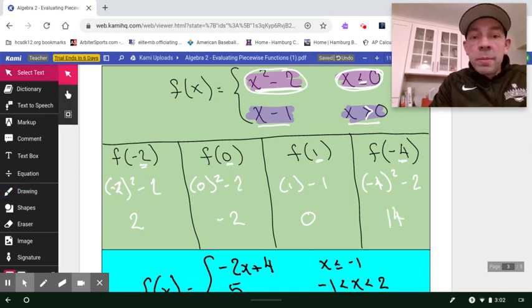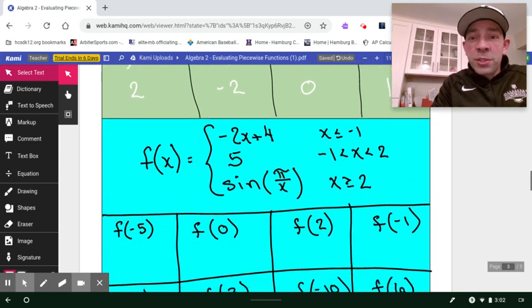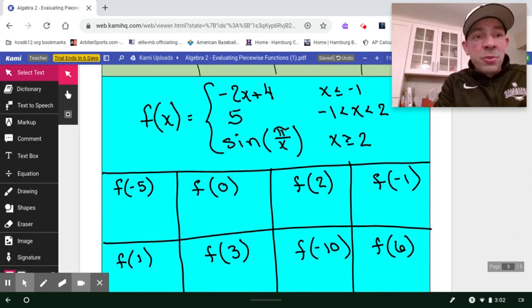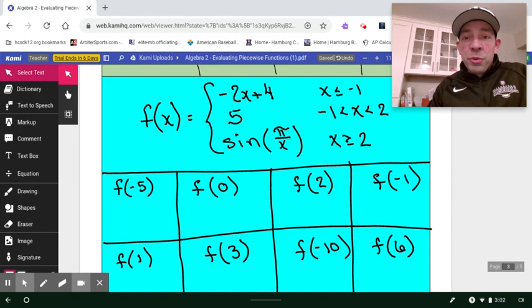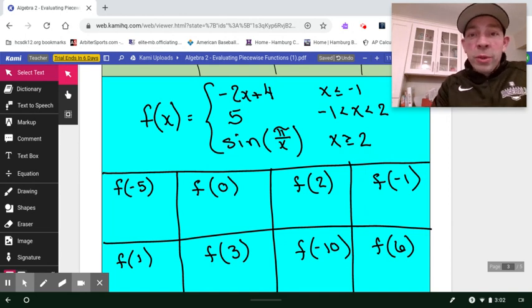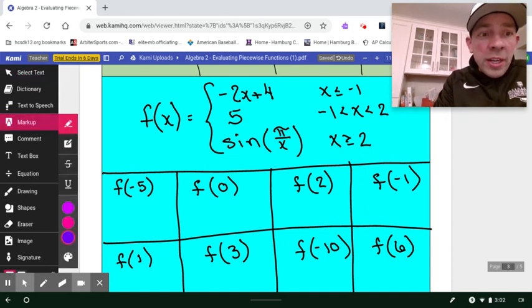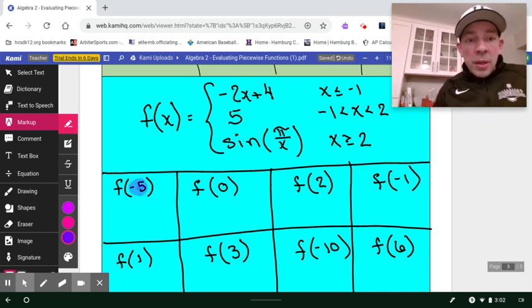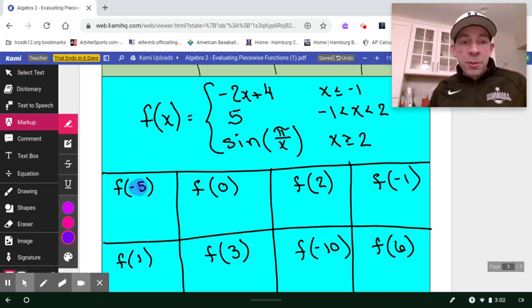All right, let's take a look at maybe an even more intimidating piecewise function. This piecewise function consists of 3 different domains, so now we're working with 3 different functions. If we wanted, let's say, x equals negative 5, who is the active function?